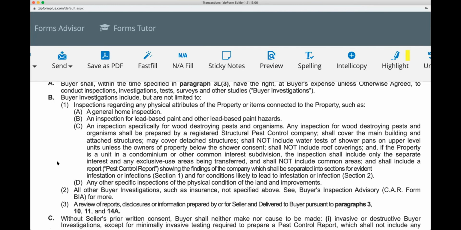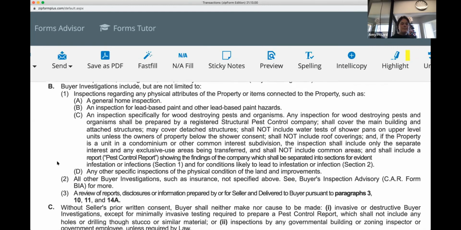And then any other specific inspections of the property condition of the land and improvements. Number 2 is all buyer investigations such as insurance not specified above. See buyer's inspection advisory, CAR form BIA, for more information. That's included with this purchase agreement at the end.